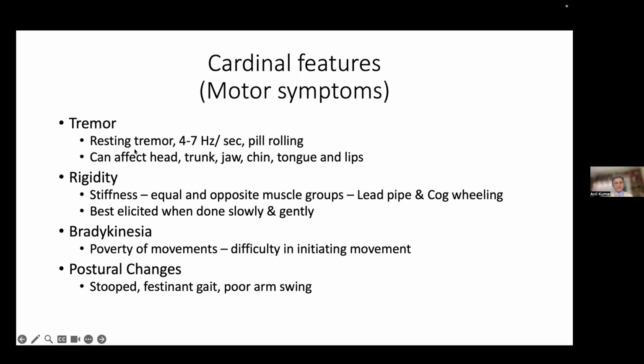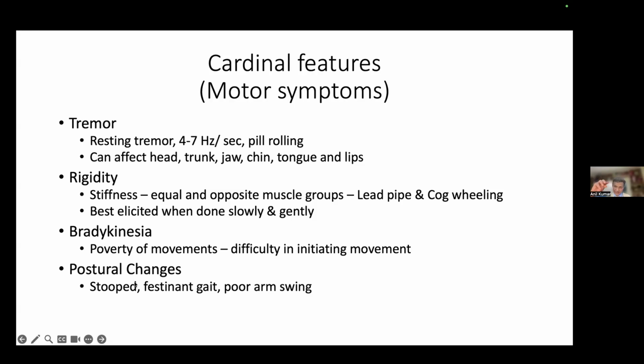So as I mentioned to you, the cardinal features start with resting tremor. Now, what does 4 to 7 hertz pill rolling mean? It's oscillatory, moving in 3 dimensions, and the speed is quite fast, 4 to 7 per second. If you look at essential tremor, it can be faster, much faster, 4 to 12. But Parkinson's is about 4 to 7, but still fast.